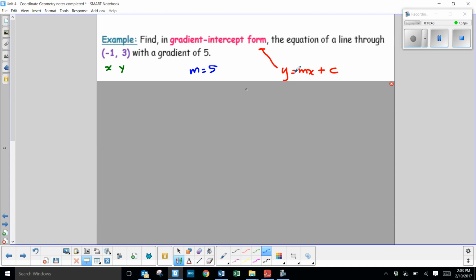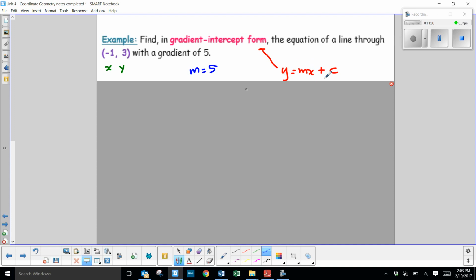We know that the gradient is 5, so we know that m is 5. We also know a value of a coordinate, x and y. So we can substitute in 5 here. We can substitute in the x and y value from the coordinate, and we can solve for c to find the y-intercept. Easily done, but you just have to be nice and careful.